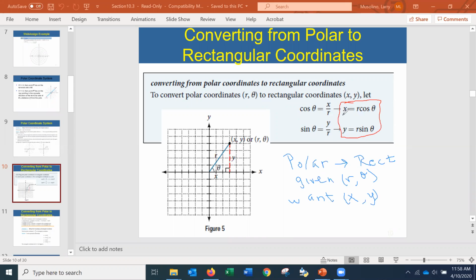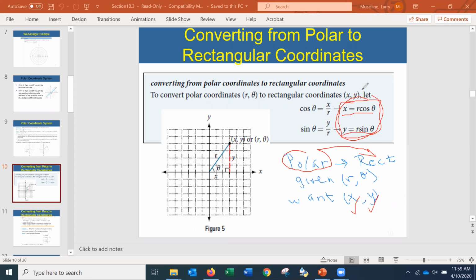This first formula says x equals r cosine theta. That's going to give you the x value you want. The second formula, y equals r sine theta, is going to give you the y value that you want. So if you want to go from polar to rectangular, use these two formulas that are circled in red here.